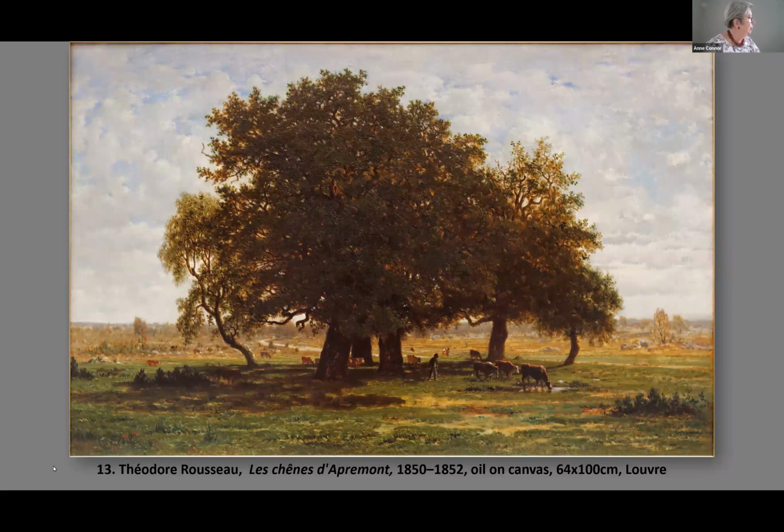Here's Les Chênes d'Apremont. So this is outside of the Forêt de Fontainebleau. He was very frustrated during his life because he was also a friend of Narcisse Virgile Diaz, who was made Knight of the Legion of Honor, though he had done nothing for the country, and Rousseau felt that he did. So he was frustrated about that, but then got it the year after.